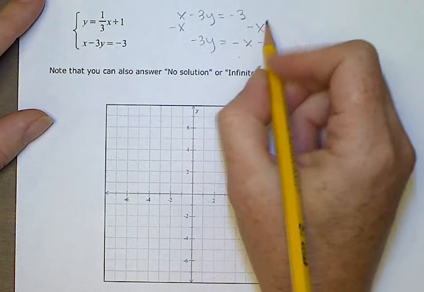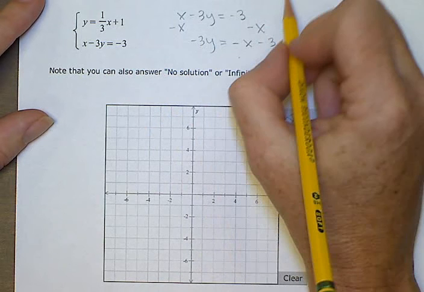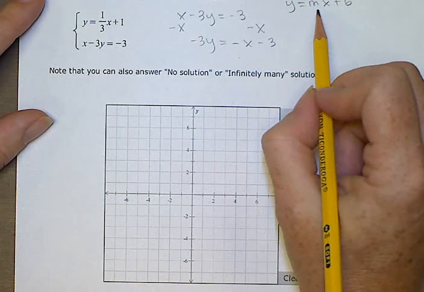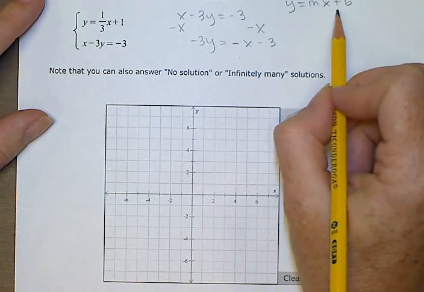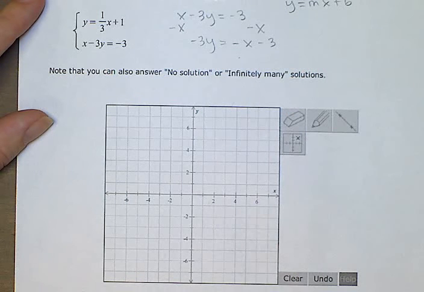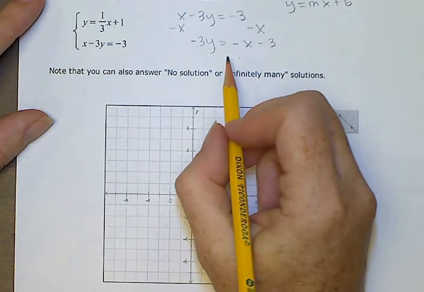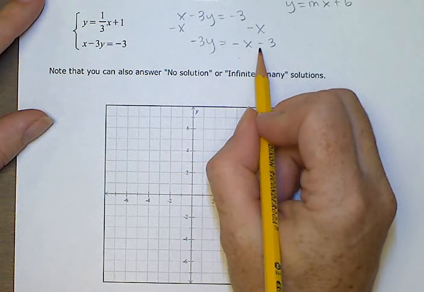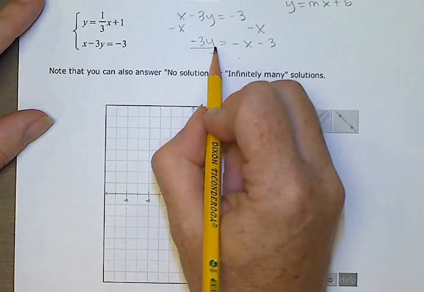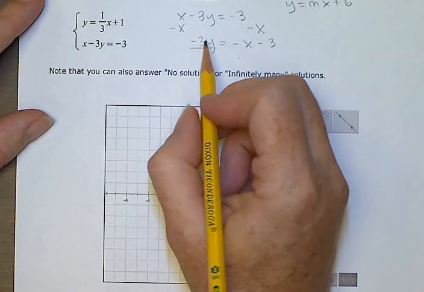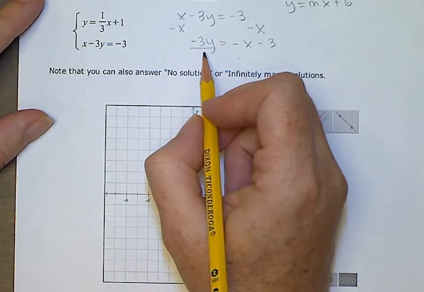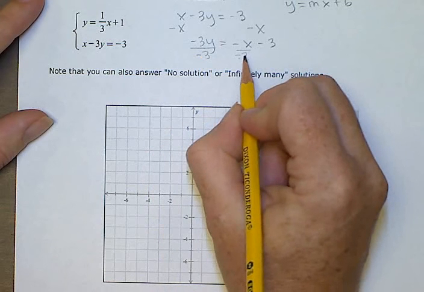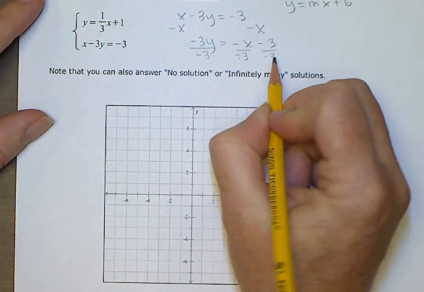Now I wrote my negative x first because I'm trying to get y equals mx plus b. I want y equals and then the x with its number and another number at the end. So now I have negative 3y equals negative x minus 3. Now I need to get rid of the number that's being multiplied by y. How I undo multiplication is I divide by that number. I have to divide everything on the other side of that equation by that negative 3.